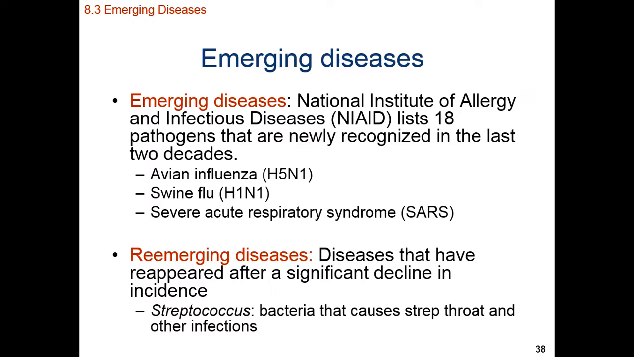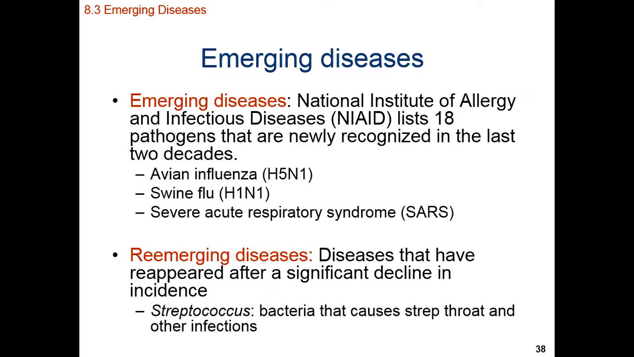If we look at the NIAID list, or the National Institute of Allergy and Infectious Diseases database, emergent diseases are not the norm. These are new diseases on the block, and there are 18 pathogens that have been newly added to this list of emergent diseases within the last 20 years, one of which includes avian flu, H5N1, and we also have swine flu, which I remember back in 2012 was all over the Midwest, H1N1. And then we also have severe acute respiratory syndrome, or SARS, the SARS virus. Those are new diseases on the block.